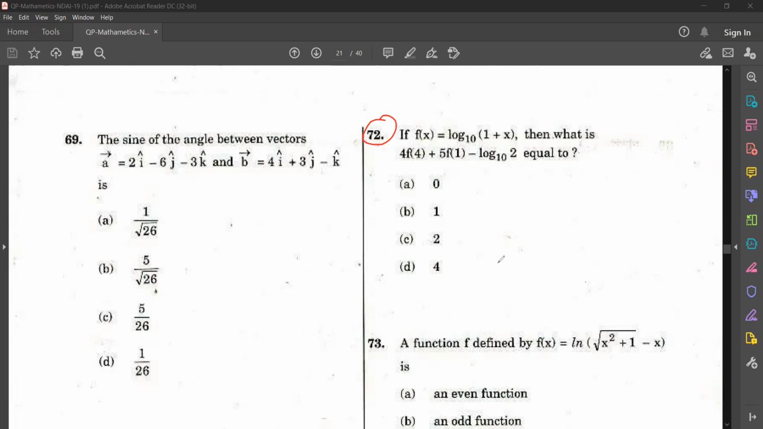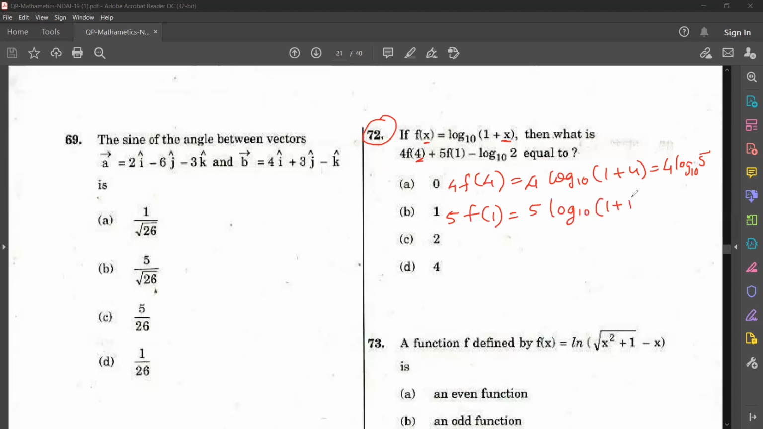So you have to apply the rule of logarithm here. So before that, we'll do 4 f of 4. 4 f of 4 means in the place of x, what you have to put? In the place of x, you have to put 4. So 4 log to the base 10, 1 plus 4. So that is 4 log to the base 10, 5. Then 5 f of 1, that is 5 log to the base 10, 1 plus 1. So that is 5 log to the base 10, 2.